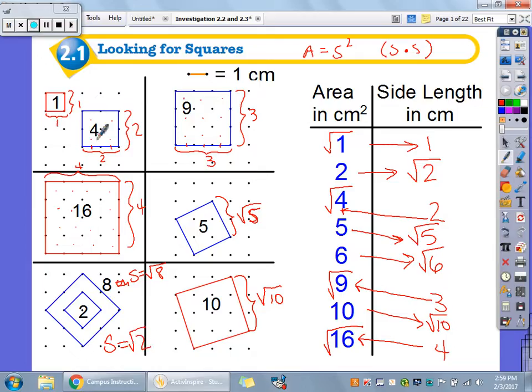Okay? And we can similarly write that up here, because if we take the square root of 4, we know that the square root of 4 is 2. We know that the square root of 16 is 4. We know that the square root of 9 is 3. So we can write this, the square root of 9 is equal to 3. The square root of 16 is equal to 4. The square root of 4 is equal to 2.